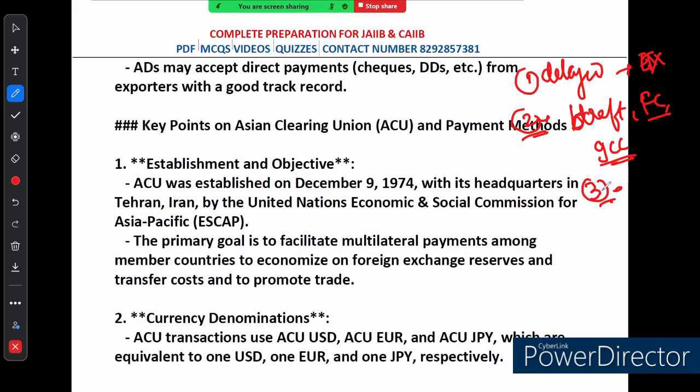Now let's talk about Asian clearing, a very important topic we are going to touch now. So now we are going over the various payment methods and trade settlement when exporting to different countries.